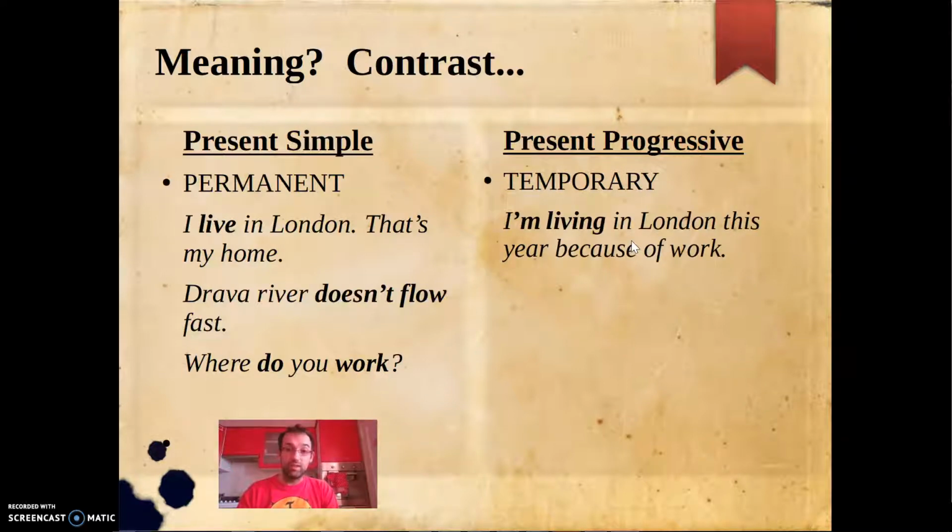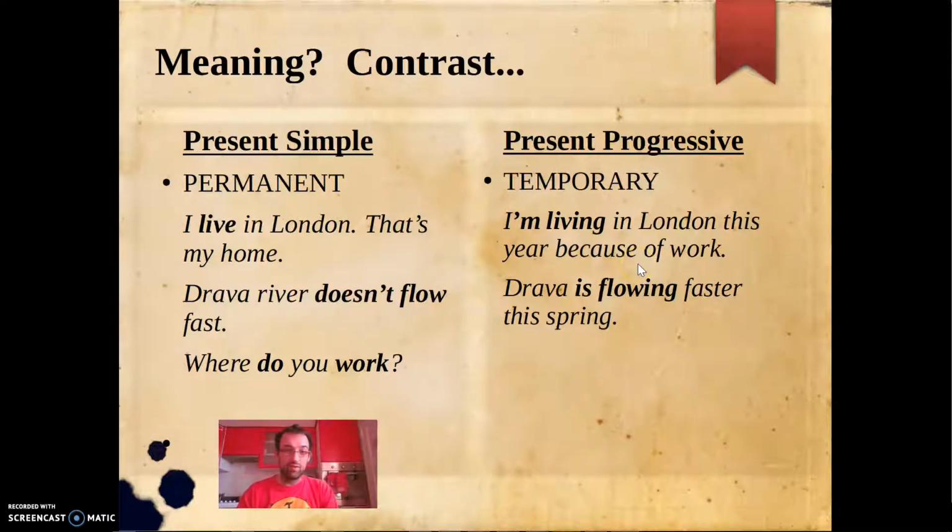Contrast this to the temporary nature of the present progressive. I'm living in London this year because of work. I don't consider London my home currently. The Drava is flowing faster this spring. It doesn't normally flow this fast.